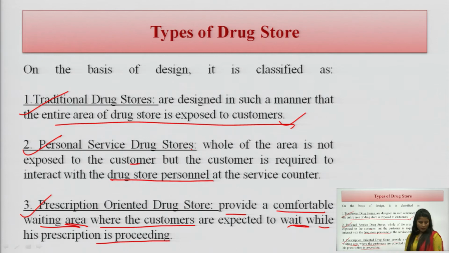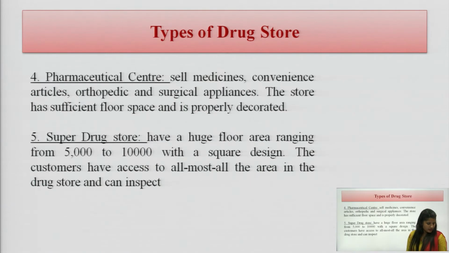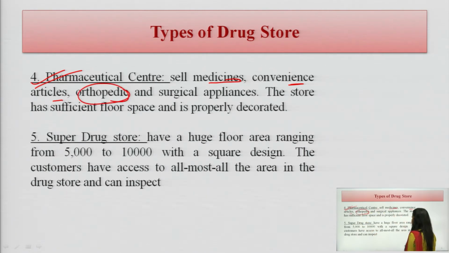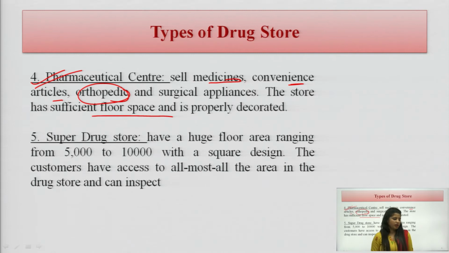Another is the pharmaceutical center. In the pharmaceutical center, medicines, some convenience articles, orthopedic products and some surgical appliances are there. There is a lot of space available in the pharmaceutical center, which deals with many medicinal products or healthcare products. Another is the super drug store.